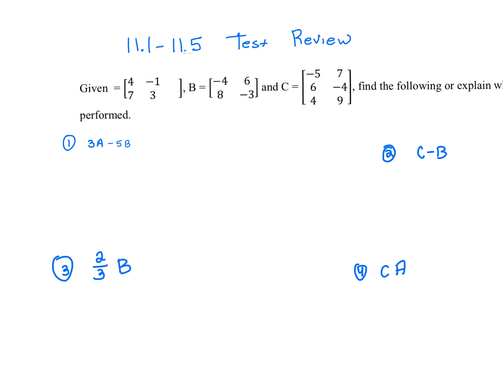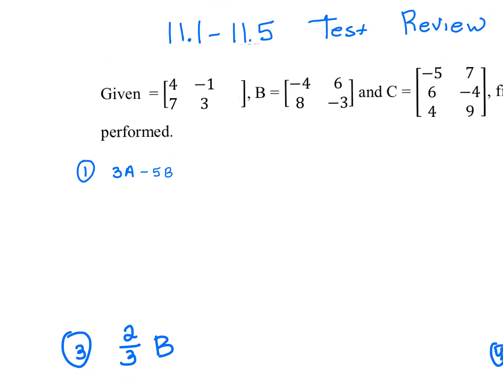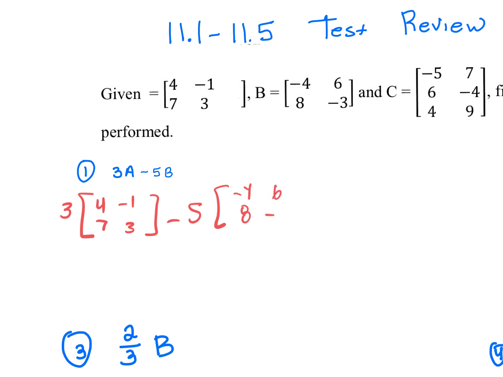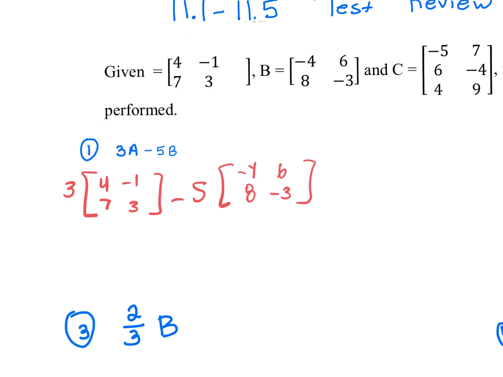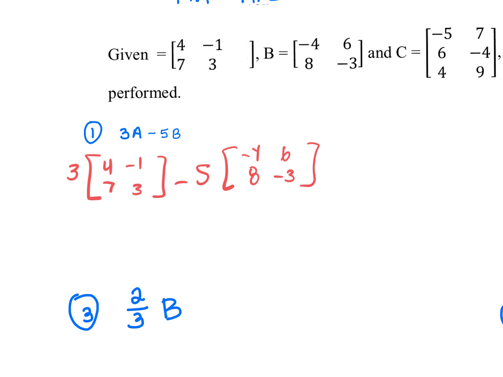So remember, when you're adding and subtracting, the dimensions have to be the same. So let's make sure that we can even perform this operation. I have 3 times your A, which is 4, 7, -1, 3, and then I have -5 into B. B is -4, 8, 6, and -3. The first thing I'm going to do is distribute. I'm going to distribute the 3 into the whole first matrix.